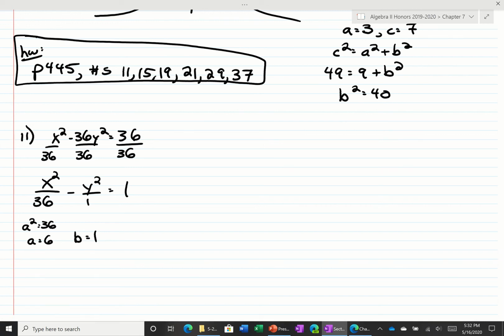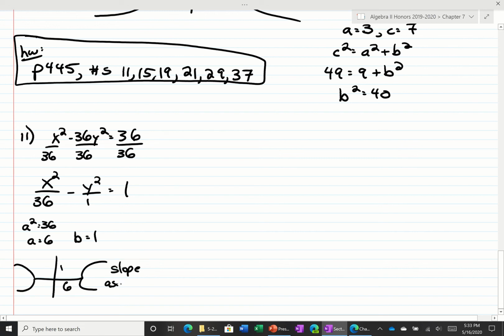It's asking us to find the foci, slopes of the asymptotes. Alright, so because it's horizontal, that means it's going to look something like this. This is A and this is B. Well, if A is 6 and B is 1, the slope of the asymptotes would be plus or minus 1 over 6.